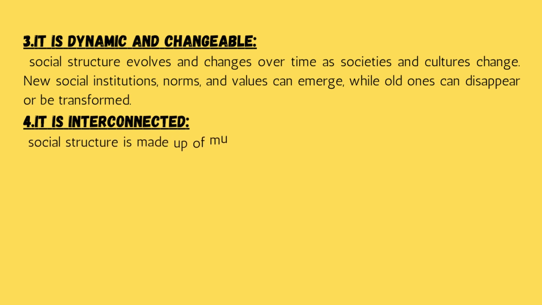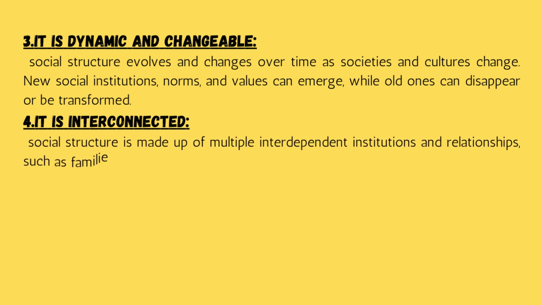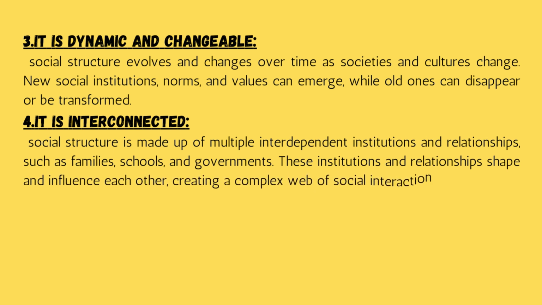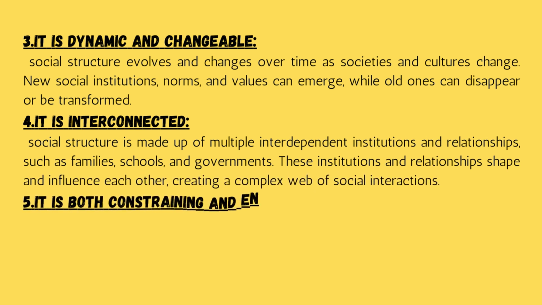Number 4. It is interconnected. Social structure is made up of multiple interdependent institutions and relationships such as families, schools, and governments. These institutions and relationships shape and influence each other, creating a complex web of social interactions.